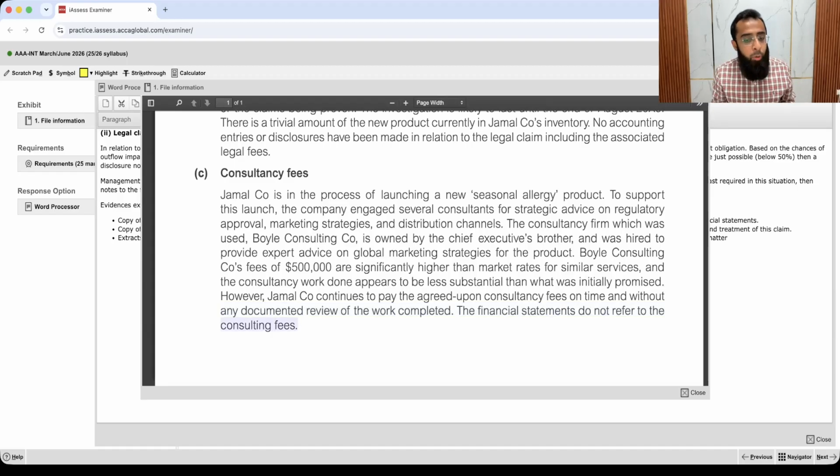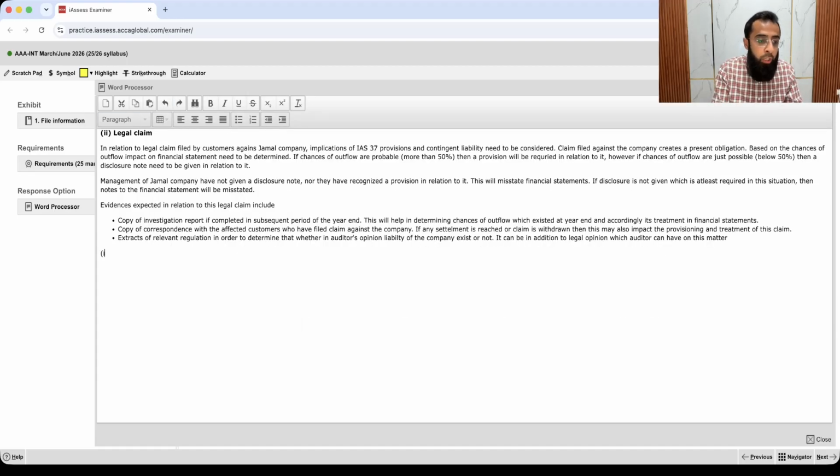It's simply a wrong treatment. As per IAS 24, related party, you have to give a disclosure that this was a related party transaction with a close family member of the key management personnel. We are paying $500,000 to them, and it is not an arm's length transaction because we are paying higher than the market rates. Related party transactions are qualitatively material to the financial statements.